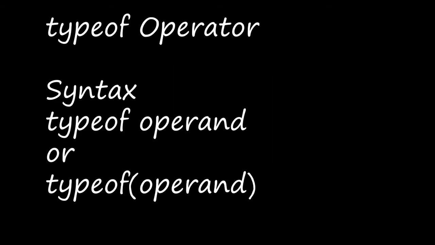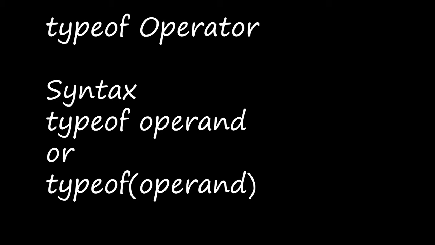Now we are going to see about the typeof operator. This operator is used to get the data type. That means it returns a string describing the type of its operand. This operand can be either a literal, or a data structure like a variable, a function, or an object also, right? This operator returns the data type, right?